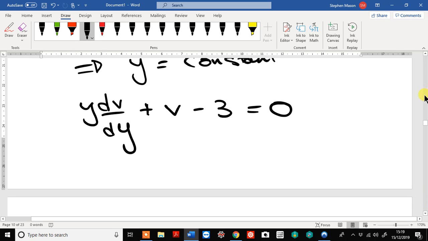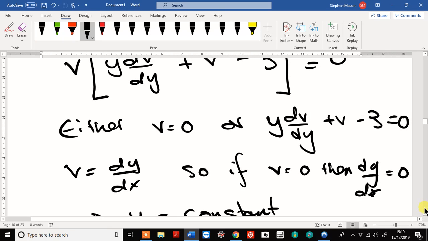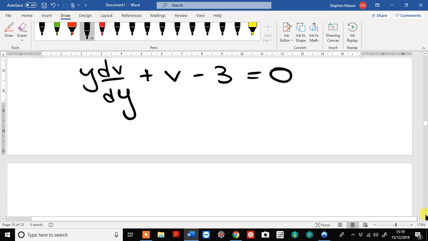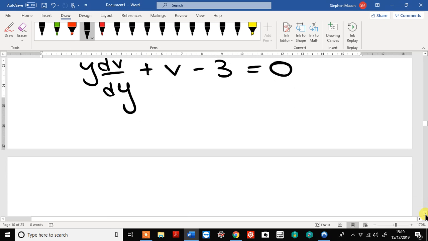My memory is not always very good. And we'll just scroll down a little bit more. So we can rewrite this as, I'm going to write it here if I can fit it in, dv by dy.